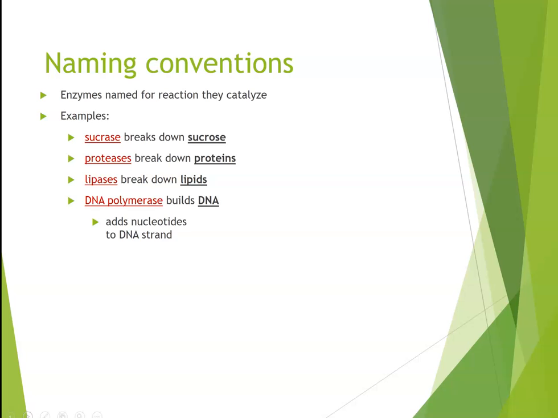Naming conventions. Enzymes are generally named for the reaction that they catalyze. So some examples here. Sucrase is the enzyme that breaks down sucrose sugar. A protease breaks down proteins. Lipases break down lipids. DNA polymerase builds DNA. So usually the names are connected to the substrate that they act upon.